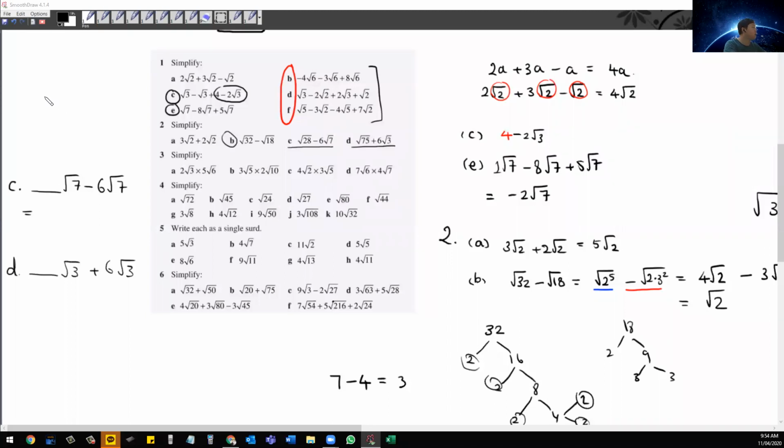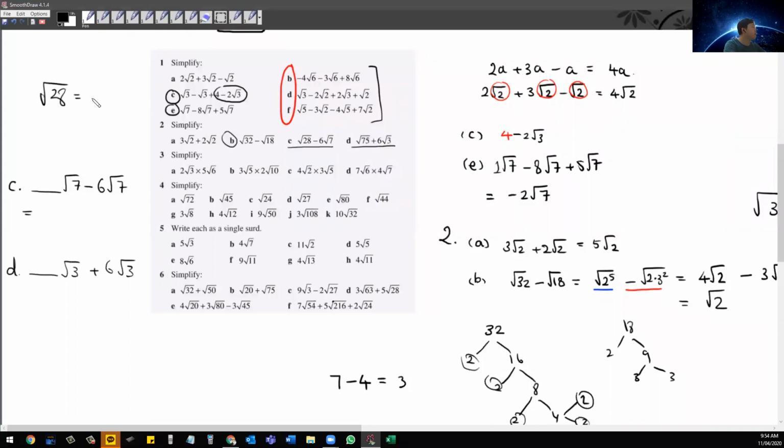28, so root of 28. 28 is the same as how much? 7 times 4, isn't it? Yeah, 7 times 4. So this 4 is a square of 2, so that can come out as 2 root 7, right? And then this minus that is 4, negative root 4. See? Yep. And next one.